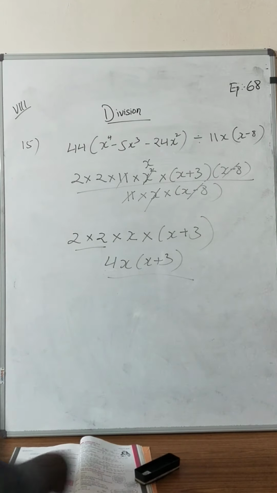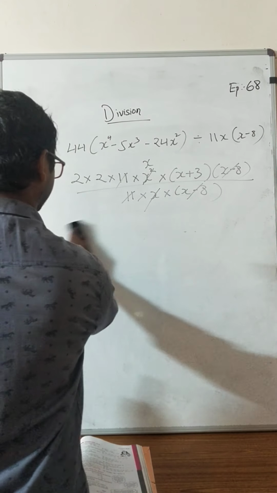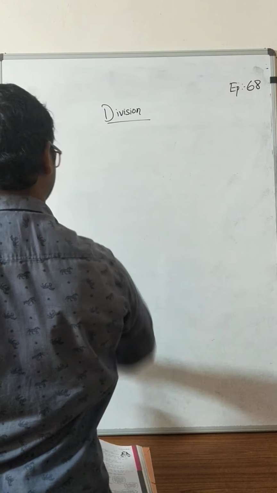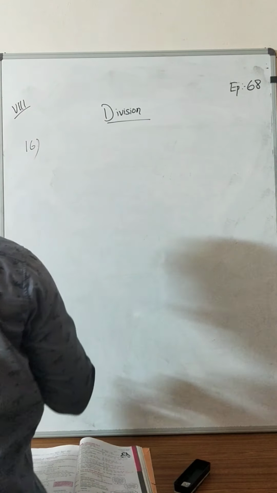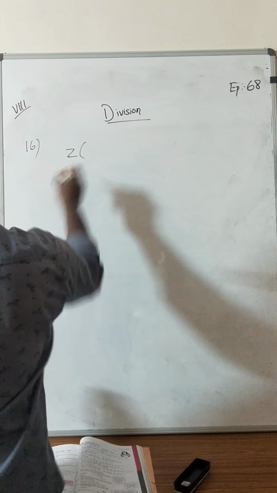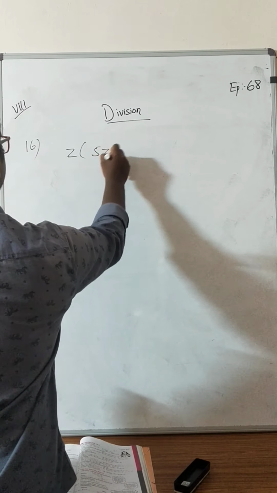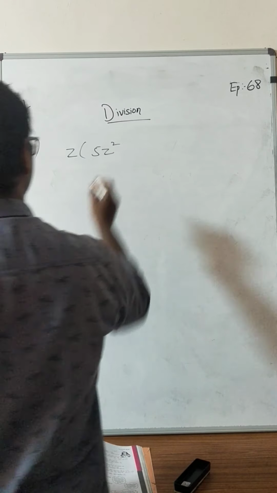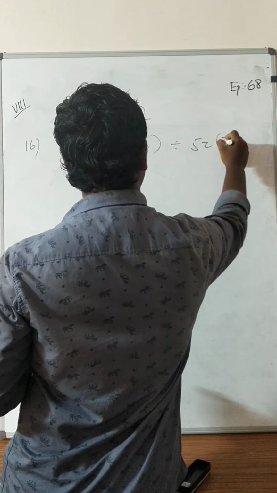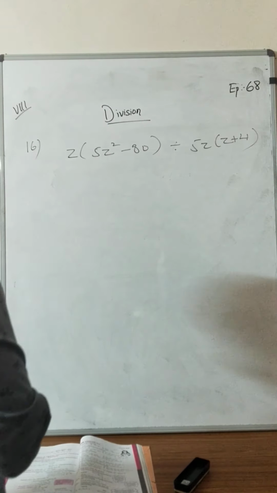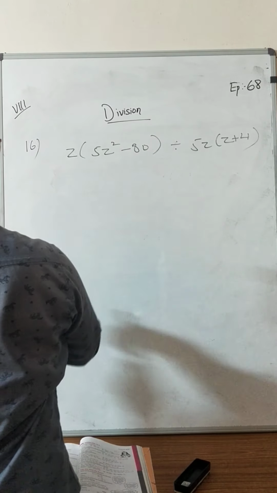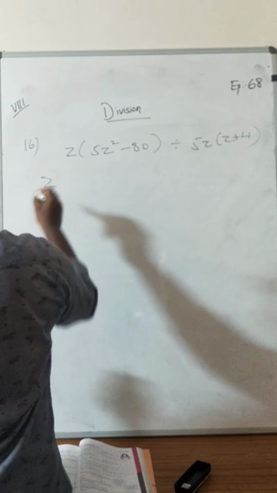Now look at example 16. In example 16, see, divide 5z square minus 80 by 5z into z plus 4. Now here let us split this part. Let us take something common from here. Z is already there.